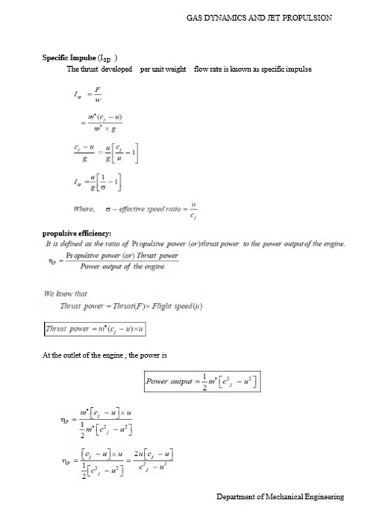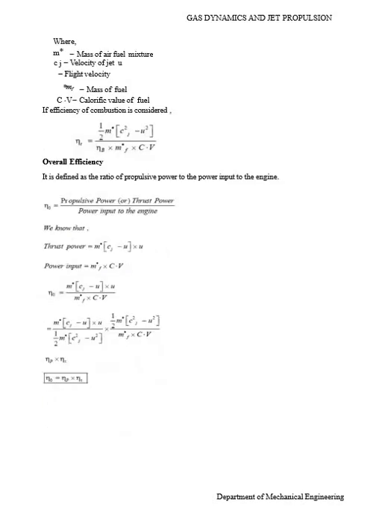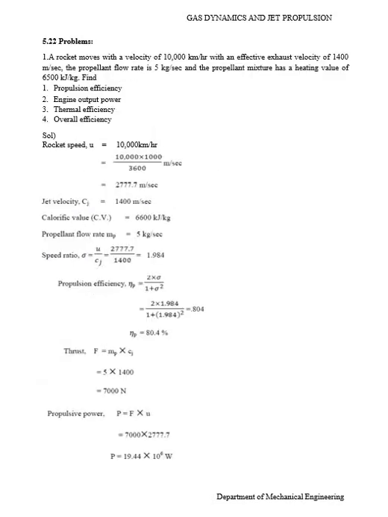Next one, propulsive efficiency. Propulsive efficiency is the ratio between propulsive power, or thrust power, and the power output of the engine. Next one, thermal efficiency. Thermal efficiency is the ratio between the power output of the engine and the power input to the engine through the fuel. Next one, overall efficiency. It is the product of propulsive efficiency and thermal efficiency, or propulsive power (thrust power) divided by the power input to the engine.